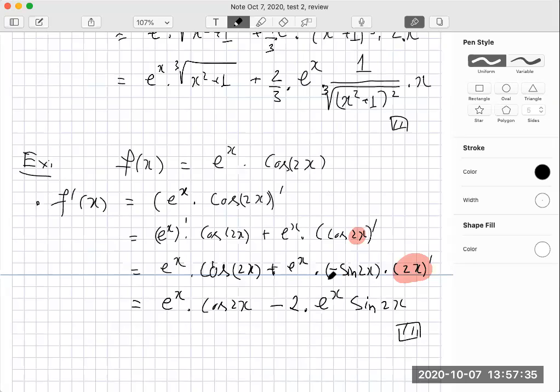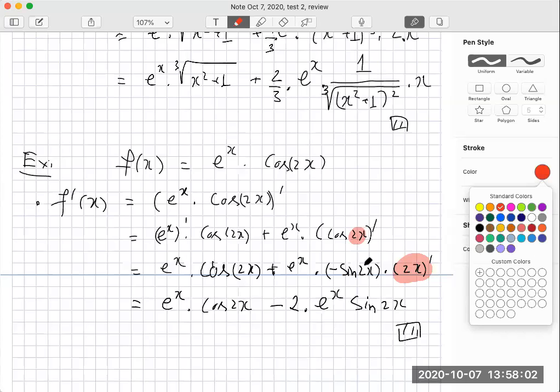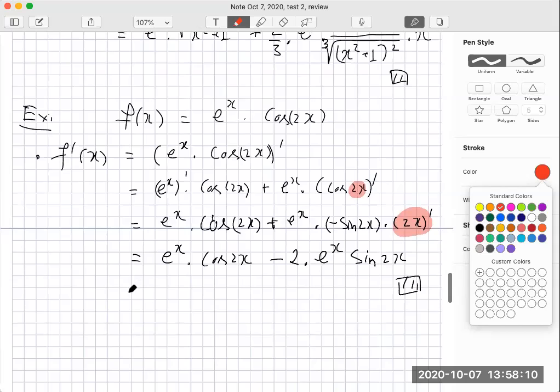Plus e to the x times negative 2 sine 2x. So my final answer is e to the x times cosine 2x plus e to the x times negative 2 sine 2x. Or negative multiplied here, you can write it here, it becomes 2 right here, right? And this number, you can put it here, okay? Yeah, because finally, they are the same thing. Okay, we can write it this way.